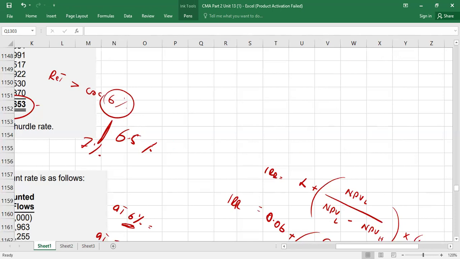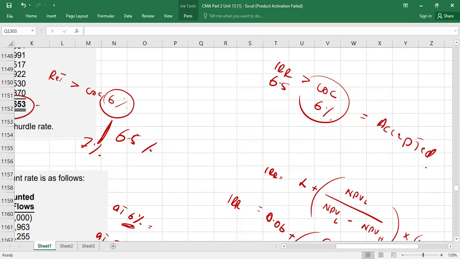And now tell me, should the project be accepted or not? Yes. If IRR is greater than the original cost of capital, and IRR is 6.5%, and the original cost of capital was 6%. The original cost of capital is the rate you used in the first NPV. Whenever IRR is greater than the cost of capital, it means you have profit. So the project must be accepted. Okay, guys, is that clear? I hope it is clear.